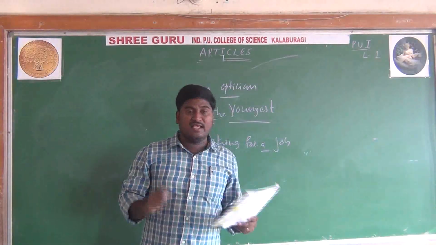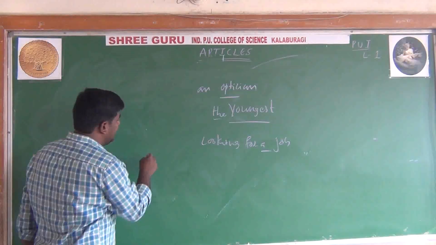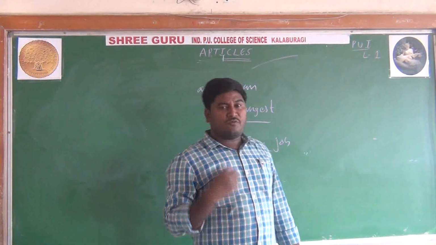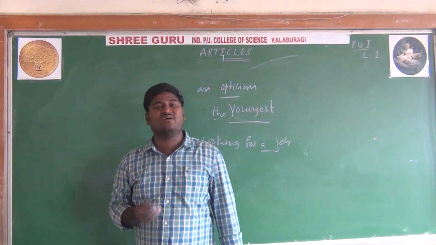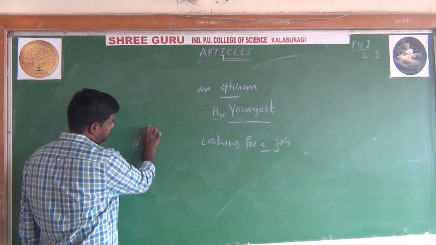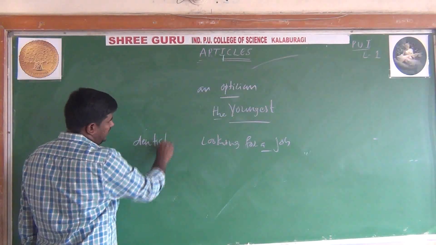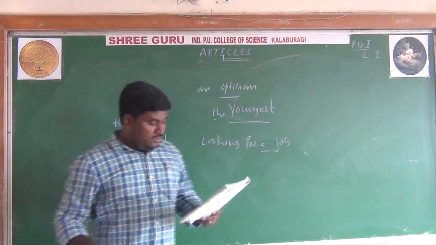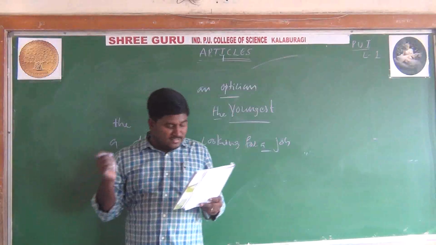Next, Dr. Shankar is a dentist. You should not say "the dentist." Before the names of professions also, we should sometimes not use definite articles. "A dentist" is right. Dr. Shankar is a dentist.